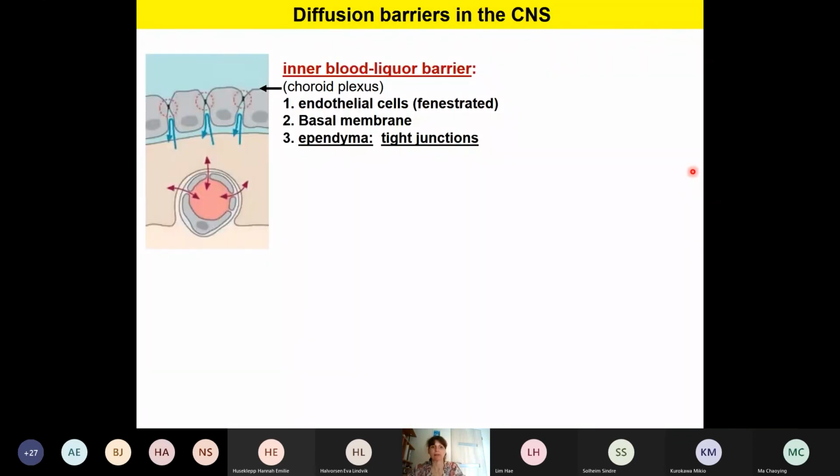And at the end, some words about these diffusion barriers which are found in the CNS. We have mentioned the choroid plexus, for example, and this schematic drawing shows it. So this is also the inner blood-CSF barrier formed by the endothelial cells, but as you can see, the endothelial cells are here fenestrated. We also have a basal membrane, and the barrier is actually formed by the ependymal cells, because here we have lots of tight junctions.